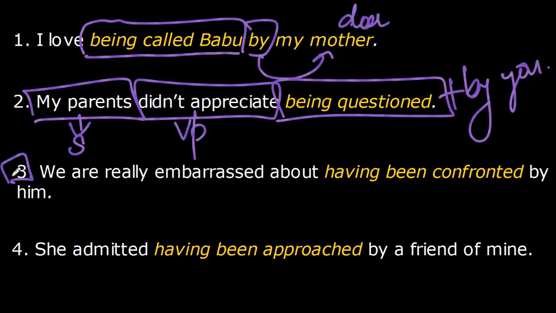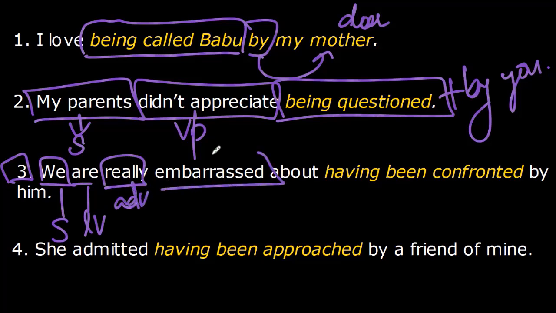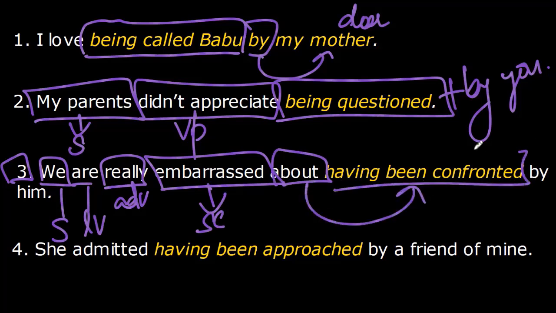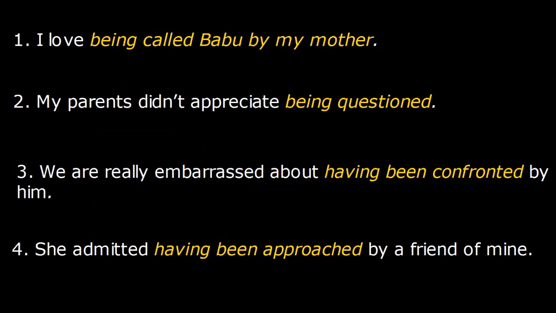We are really embarrassed about having been confronted by him. We is the subject. Are is my linking verb. Really is an adverb. Embarrassed is my subject complement, an adjective. About is my preposition, and this is the object of the preposition. We are really embarrassed about what? About receiving an action in the past. Okay, let's remove everything first.